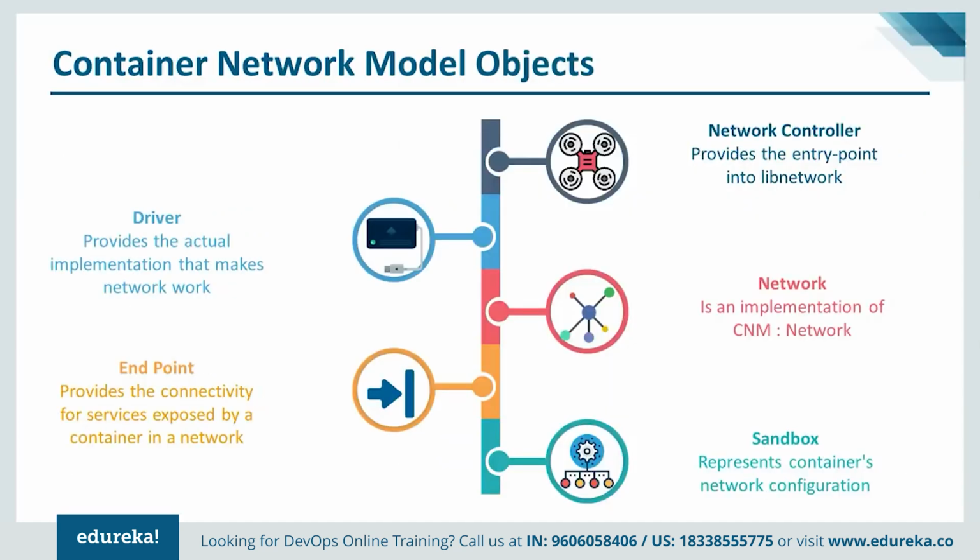Now that you know a brief about the container network model, let me tell you the various objects involved in this model. The container network model comprises five main objects: the network controller, driver, network, endpoint, and sandbox. Starting with the network controller, this object provides the entry point into libnetwork that exposes simple APIs for users, such as the Docker engine, to allocate and manage networks. Since libnetwork supports multiple active drivers, both inbuilt and remote, the network controller allows users to bind a particular driver to a given network.